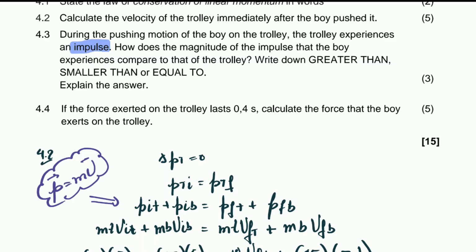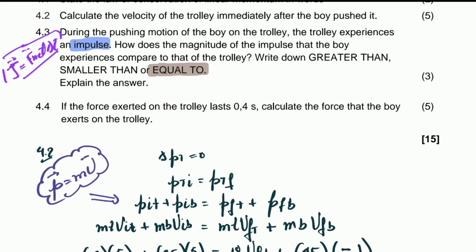I'm doing this one because we're going to need it now. So impulse, which has the letter J as its symbol, is equal to F net multiplied by the time. That is the definition of impulse. It's a vector quantity. Now, how does the magnitude of impulse that the boy experienced compare to that of the trolley? Now, I want you to note something. This is an action-reaction pair when this boy pushes the trolley. The force is the same, as well as the time. Therefore, the correct answer for the impulse is going to be the same, or equal to, in this case.